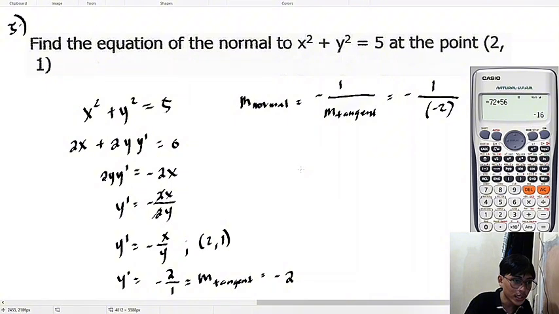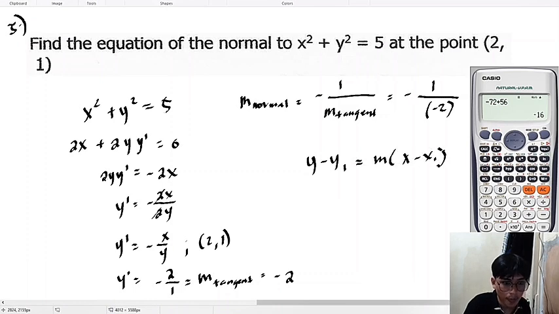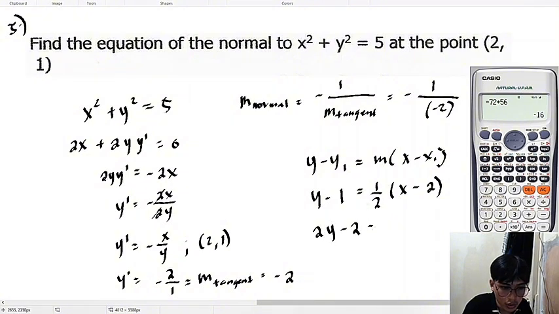Now, use the same formula as earlier in standard form, point slope. We have here y minus y sub 1 is equal to m times x minus x sub 1. So y minus, y sub 1 is simply 1, and m is 1 half, or the slope of your normal. X minus, x sub 1 is 2. So, we cross multiply, we have here 2y minus 2 is equal to x minus 2.